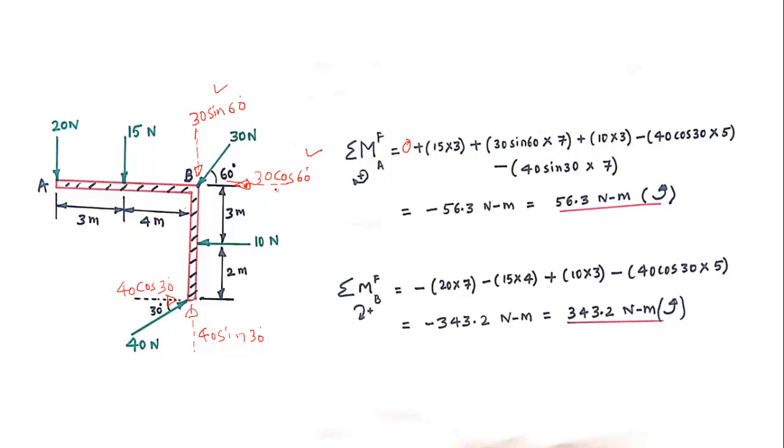Okay, next, plus you see 30 cos 60. Now this component is passing through the same point A. The moment because of 30 cos 60 will be 0. So that is why I have not included it here. It is plus 0.